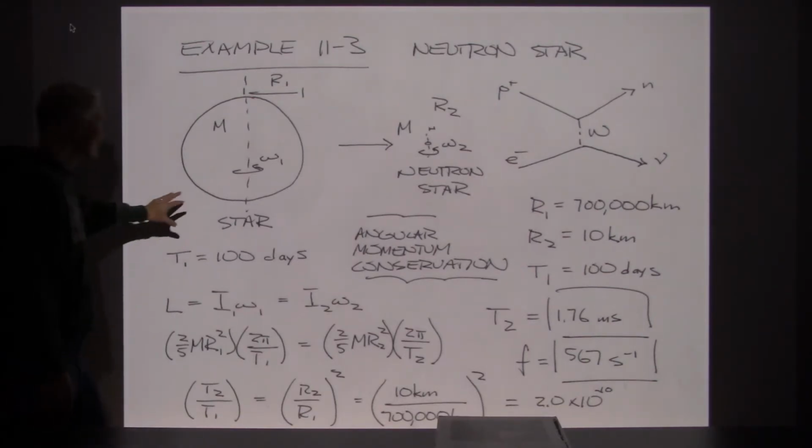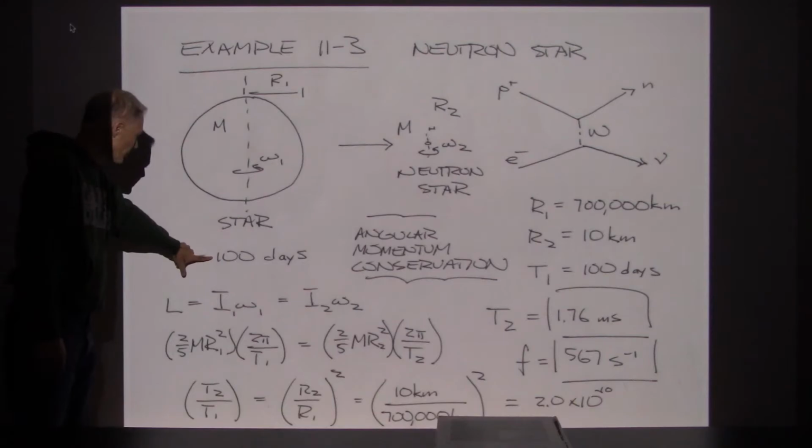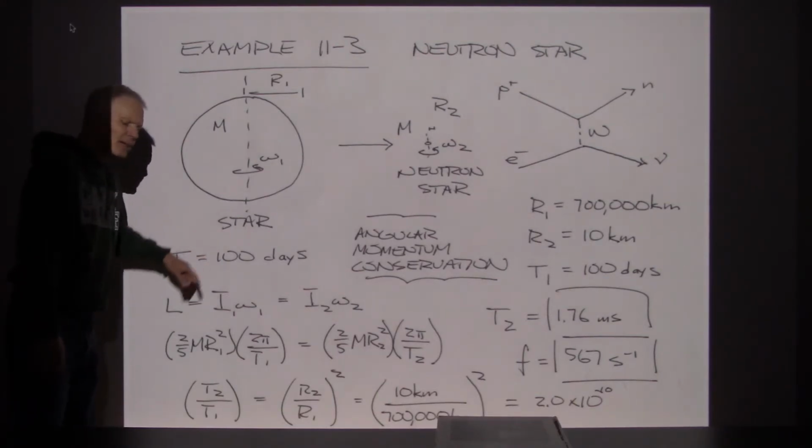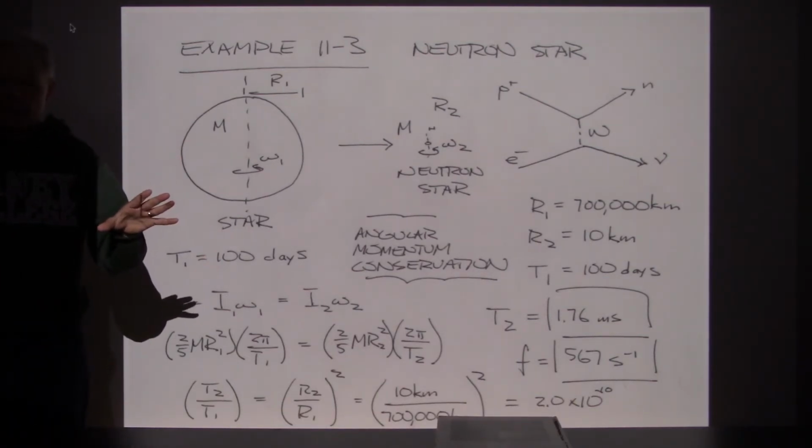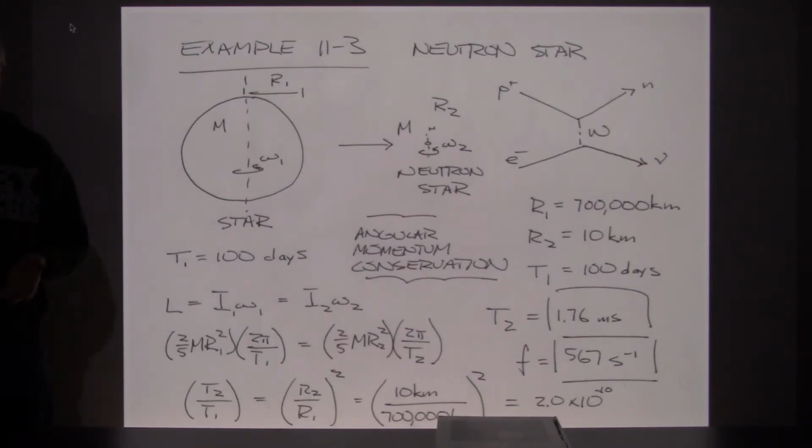Let's see, so here's this star. Now it has a period of 100 days. I think the sun has a period of, what, 20, 25 days, something like that. And it's not a rigid object, so different parts of the sun are actually rotating at different rates. But something like that.